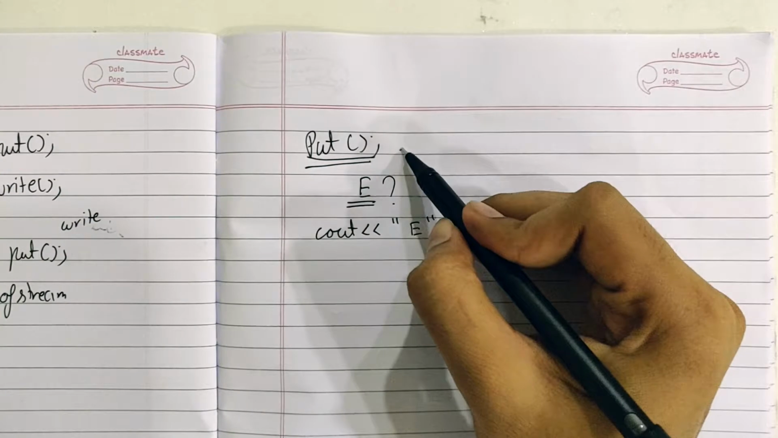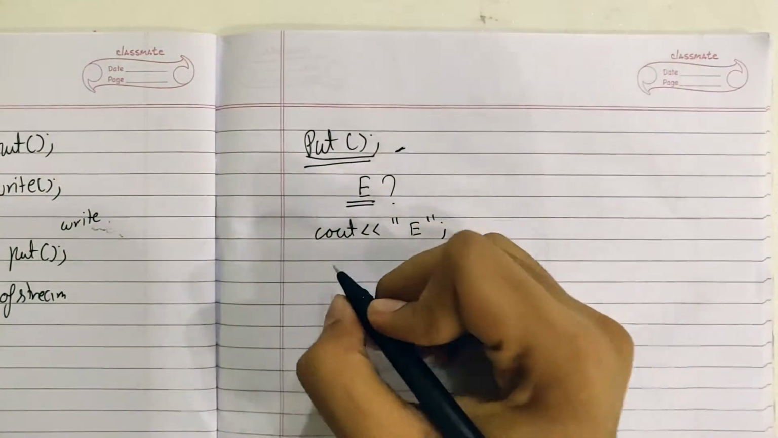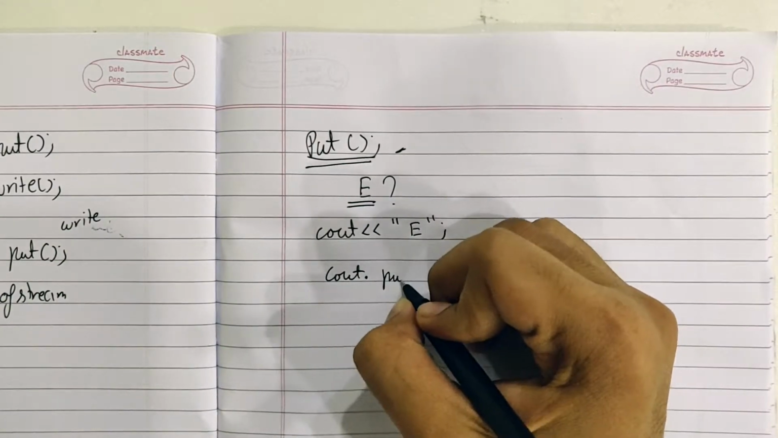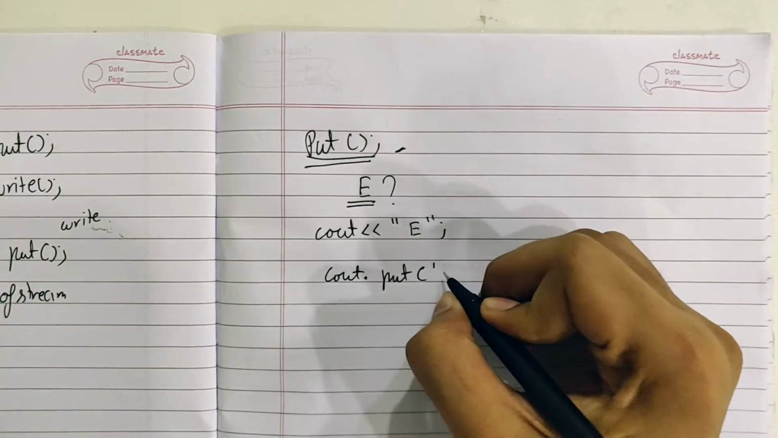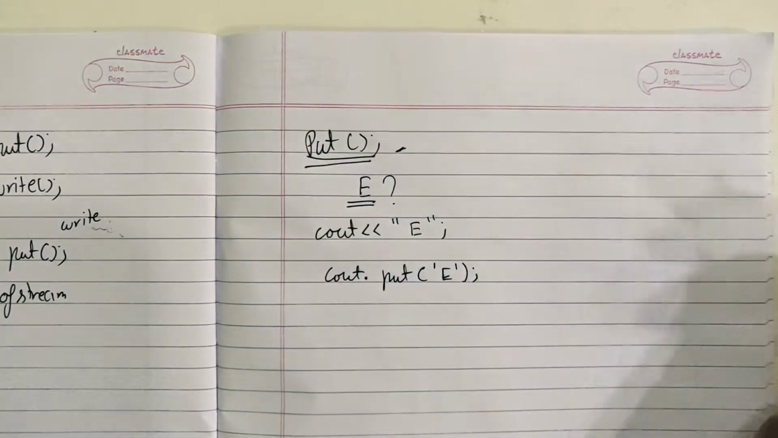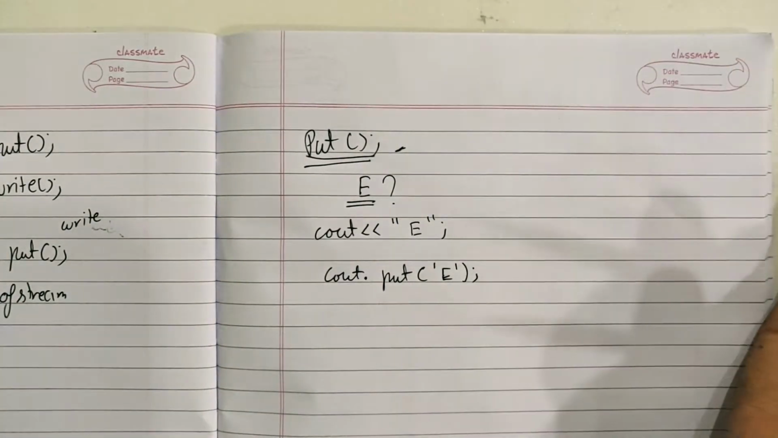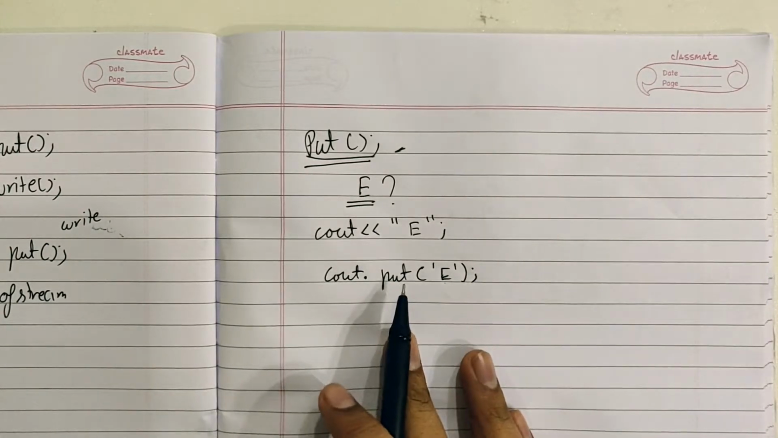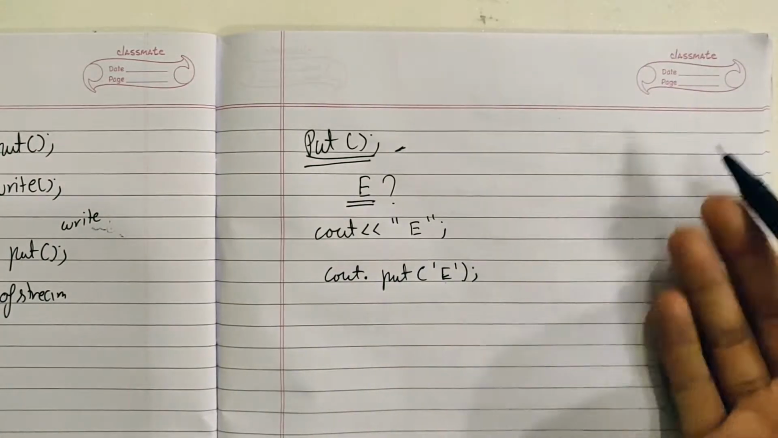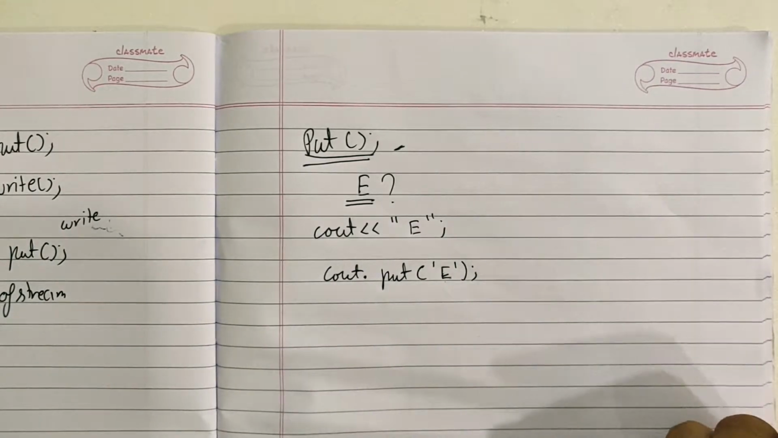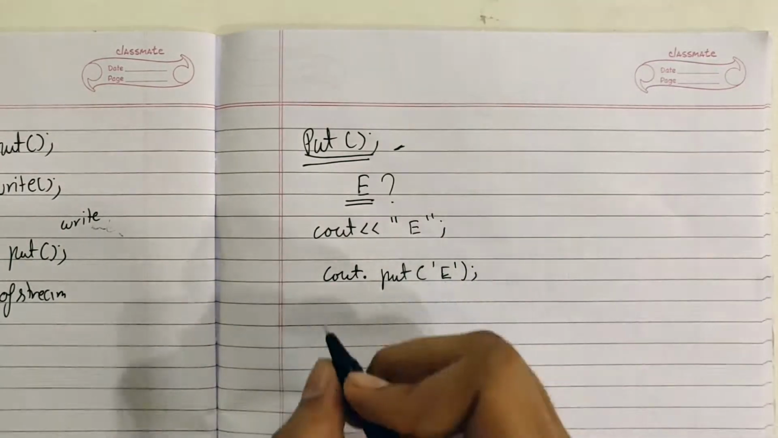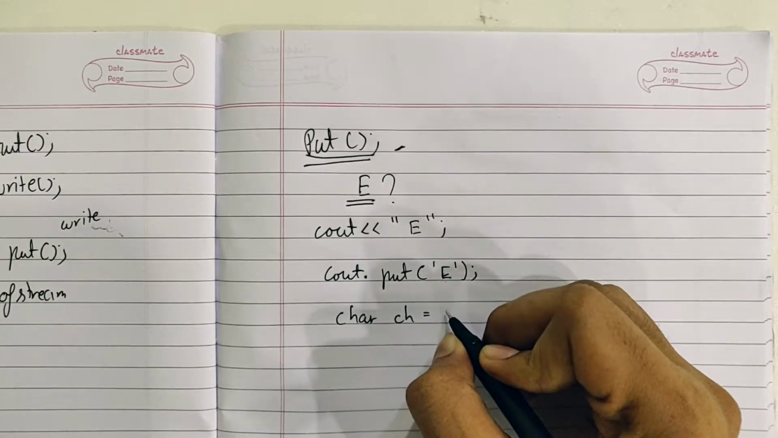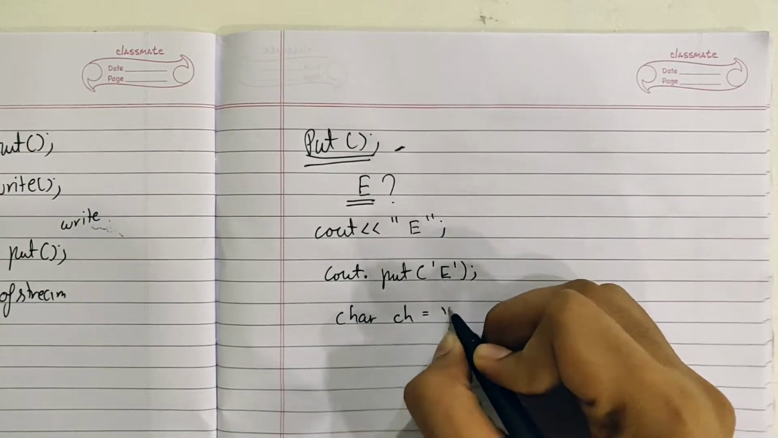But you want to use put, right? How do you use it? It goes like cout dot the member function put, and in single quotes we print e. So this is how you print using put if you already know what you want to print, that is e. But what if you don't know what you want to print and you want to print a character? So character ch equals, let's say, y.